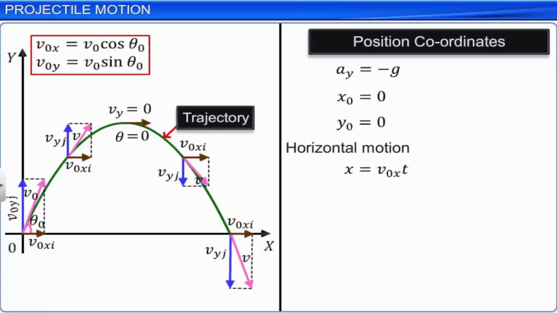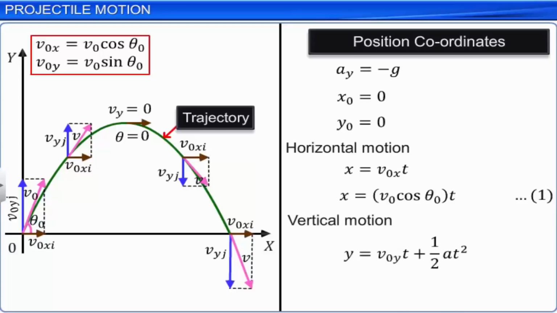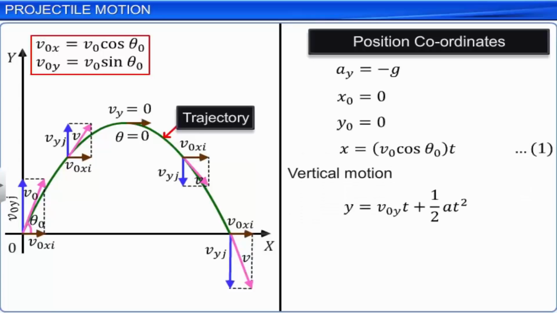Similarly, vertical motion can be written as y is equal to v0y into t plus half at square. On substitution, we get y is equal to v0 sin θ0 into t minus half gt square. Let this be equation 2.